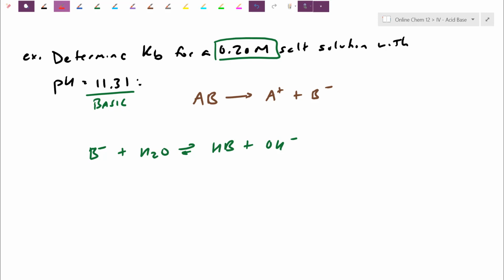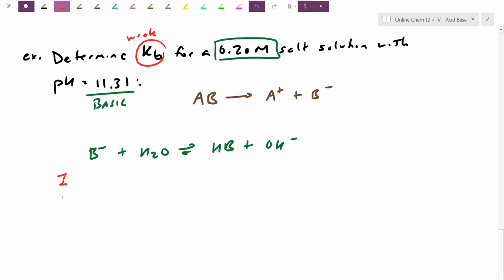Another reason I know it's a weak base: if they actually ask you to determine the Kb value, if I'm going to have some numerical value of Kb, it has to be weak. It has to be in equilibrium, because strong bases ionize 100%. If I did a product over reactant, a number divided by practically 0, they're just going to stay off the table, very large. Okay, so what we're asked to do here is calculate the Kb constant.